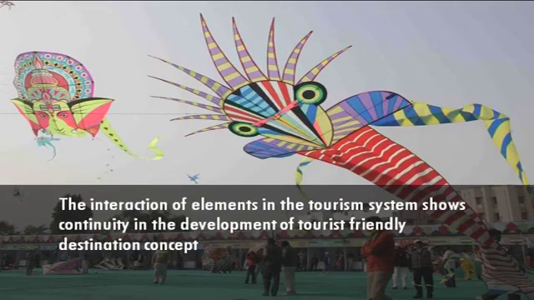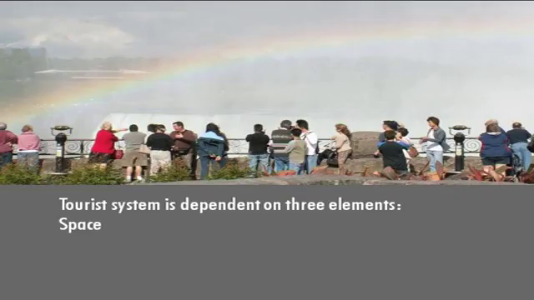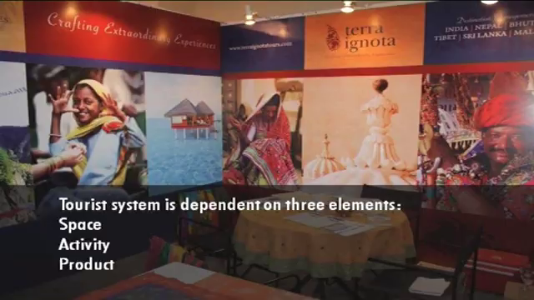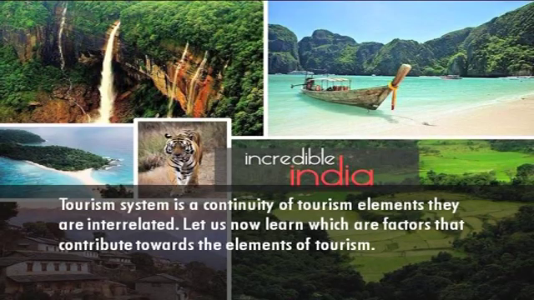The fundamental requirement in the development of the tourist-friendly destination concept is that the interaction of elements in the tourism system like activity, space, and product show continuity. Tourism system is dependent on three elements, namely space, activity, and product. Tourism system is a continuity of tourism elements that are interrelated. Let us now learn what are the factors that contribute towards the elements of tourism.